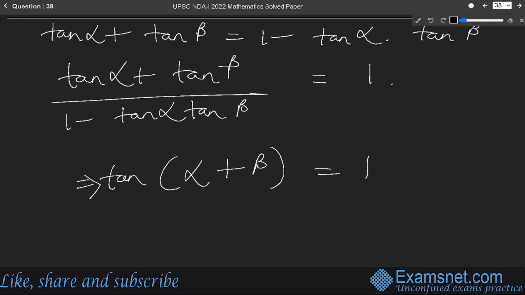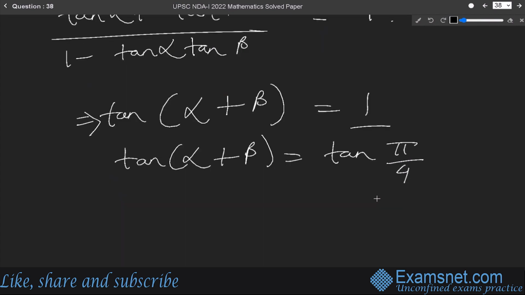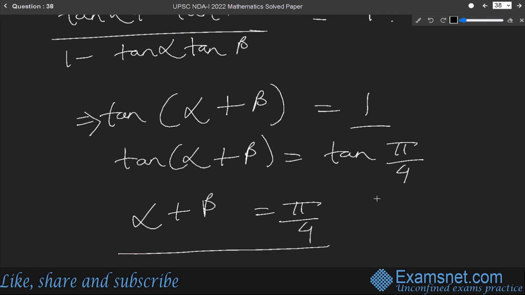So further solving it, we get tan of alpha plus beta is equal to 1, and we know that tan pi by 4 is equal to 1. So I can write 1 as tan pi by 4. Now tan and tan will be removed. So alpha plus beta is equal to pi by 4. So we have to find the value of alpha plus beta, which we have got here. See, this was a very simple question.